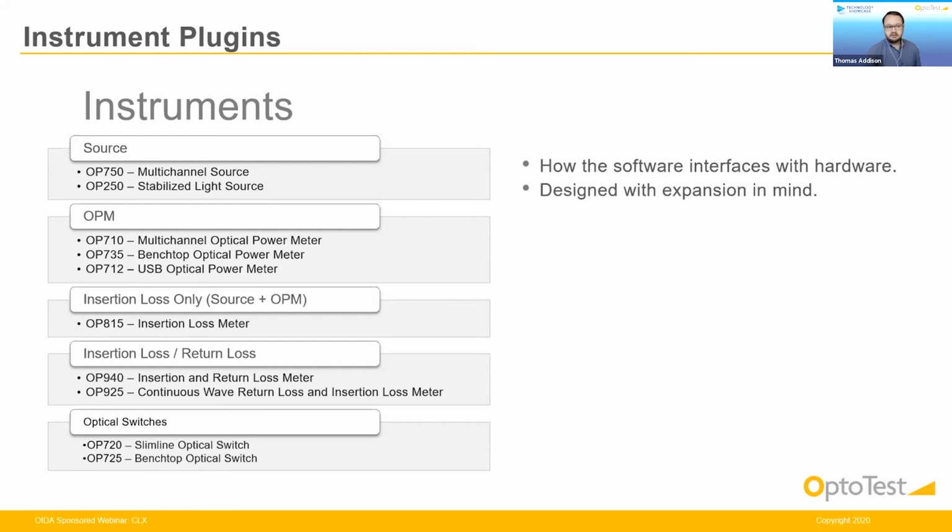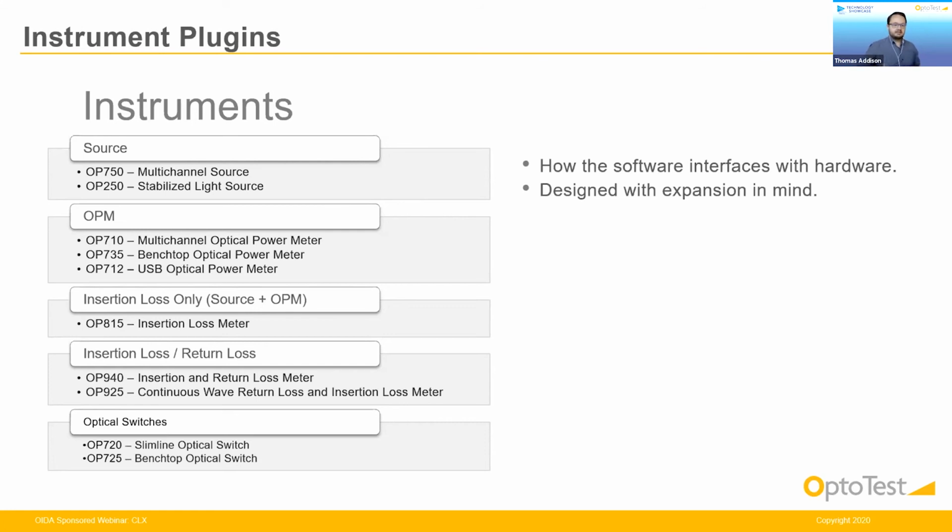So the software sees this and it goes, okay, this instrument can do source, it can do optical power meter, and it can also do a return loss measurement. So it can fill in the requests made from the sequence. It can interface with many different units at once without having to reconfigure things. And of course, it also works with our optical switches, so our OP720 or our OP725.